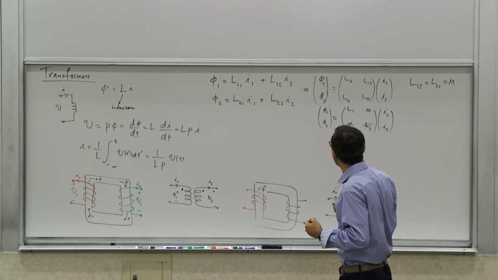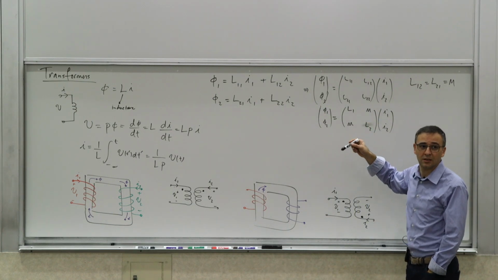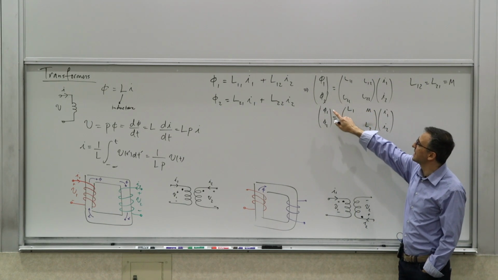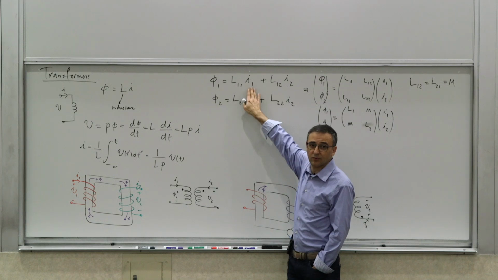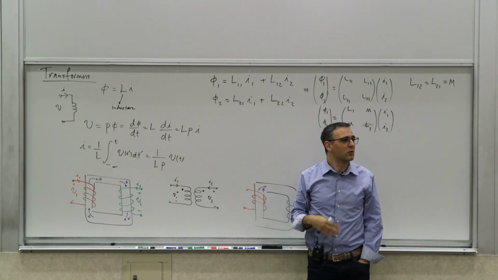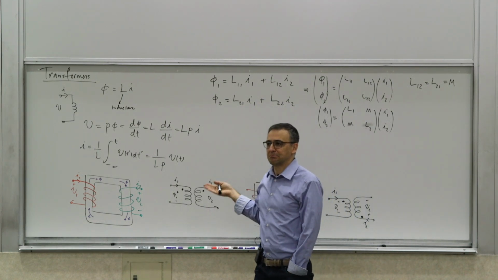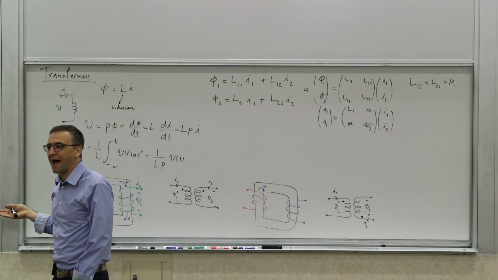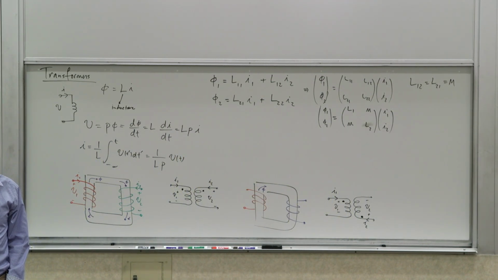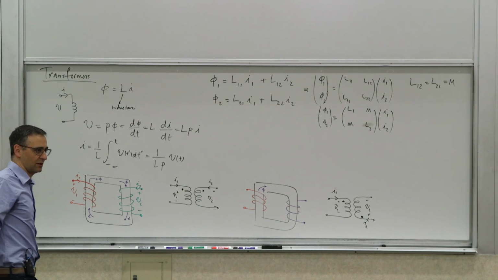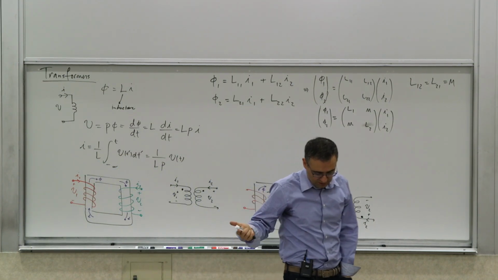And you can see, if, for example, you set M to 0, then the flux linkage for each one, primary and secondary, comes only from its own current, which basically means that the other terminal's current does not matter. They're not coupled. They're two independent inductors that are not coupled to each other. So that kind of makes sense.